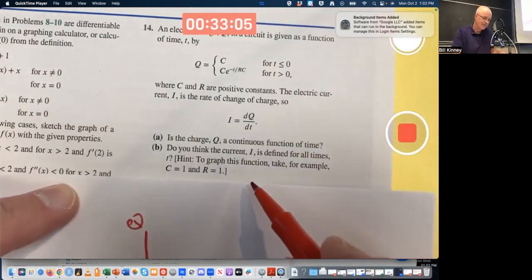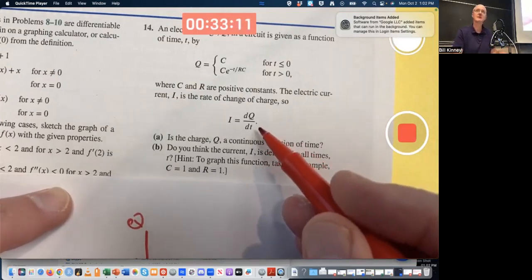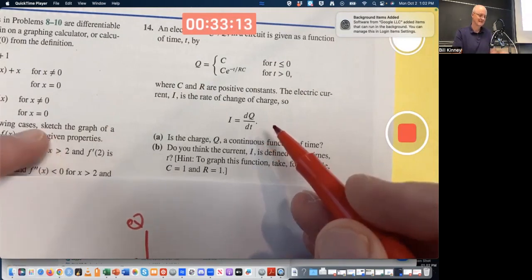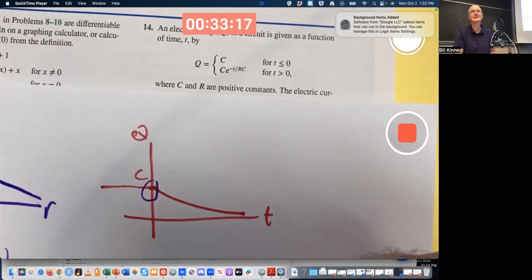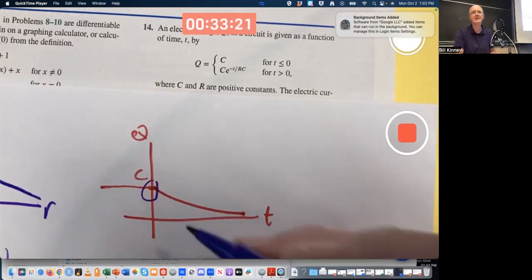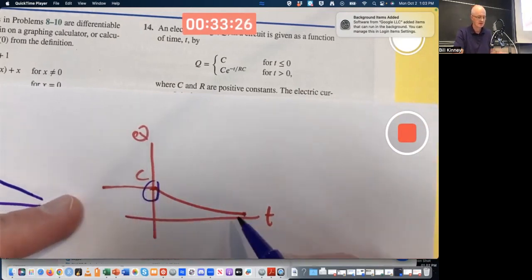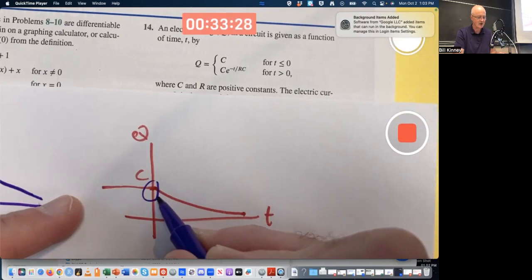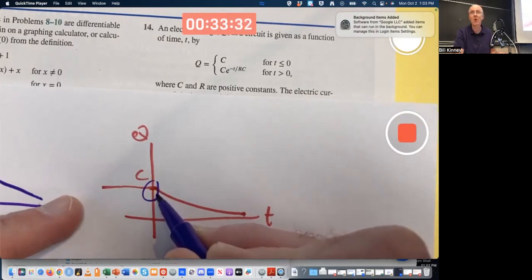Do you think the current is defined for all times? Well, the current is the derivative. Looks like we got a corner in the graph. And yes, it is a corner. It's not differentiable at t equals 0. The slope here is 0. The slopes of tangent lines here are not 0. They're all negative, and they get more and more negative, you might say, as t gets closer and closer to 0.